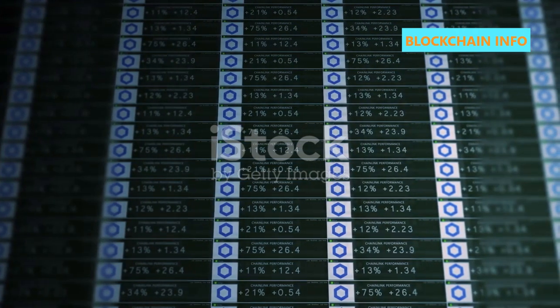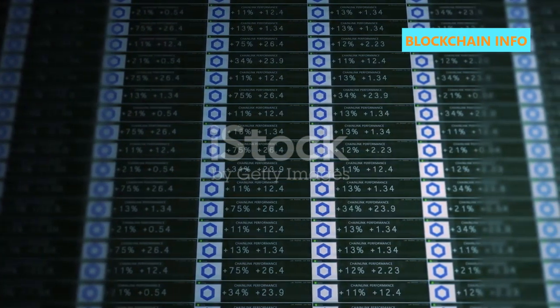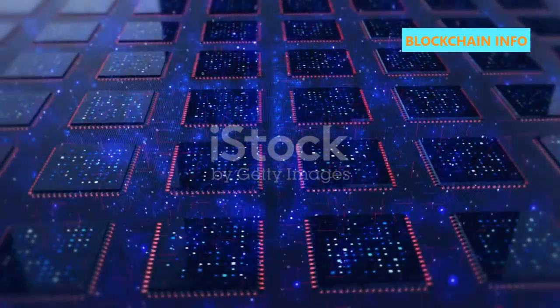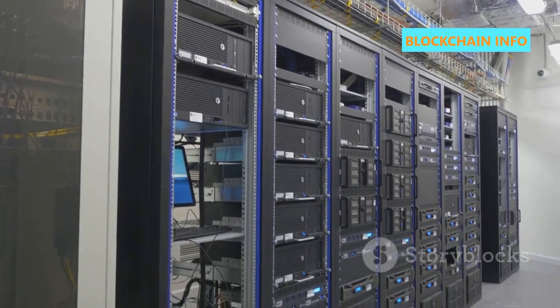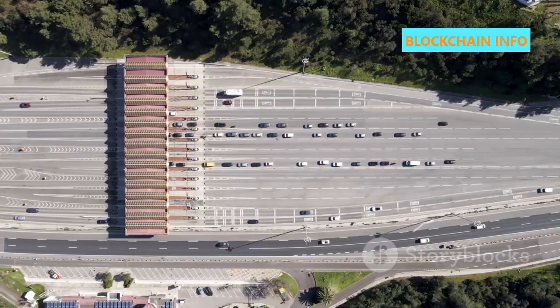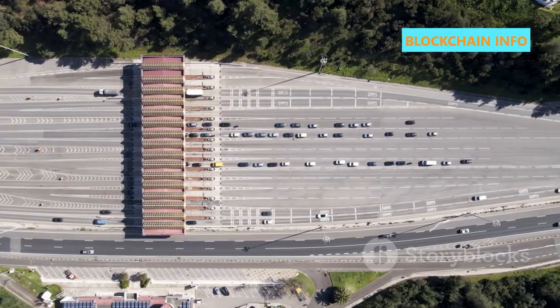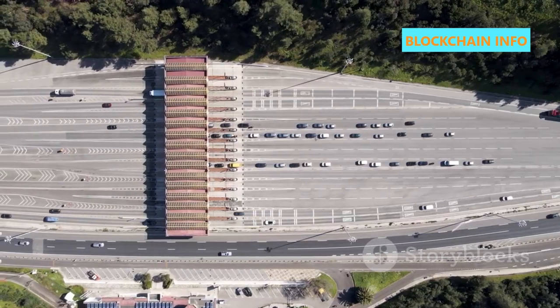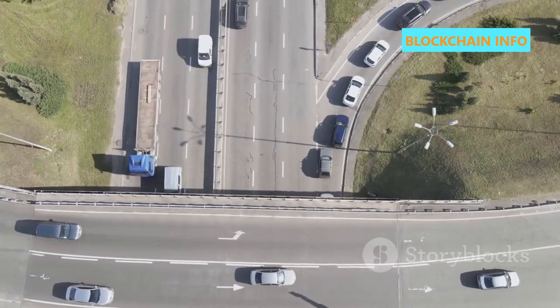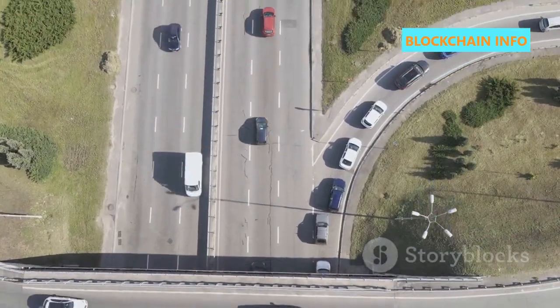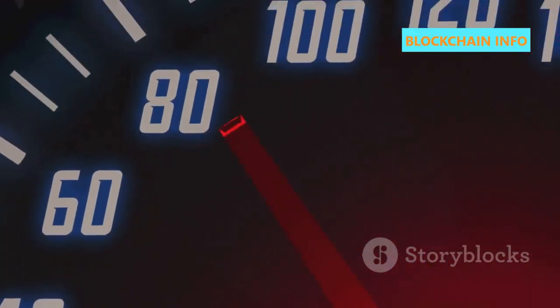But the real secret sauce of the SVM is something called Sealevel. Sealevel is a groundbreaking parallelization mechanism. In simple terms, it allows Solana to process multiple smart contracts at the same time. Think of it like this. The EVM processes transactions one after another in a single line. Sealevel is like having multiple lanes on a highway, allowing many cars or transactions to travel at the same time. This is a massive improvement in performance.